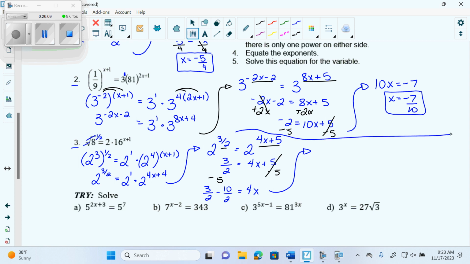It's fine. Negative 7 over 2 equals 4x, divided by 4. Dividing by 4 is like multiplying by a quarter. So.